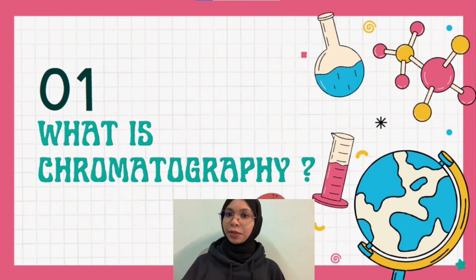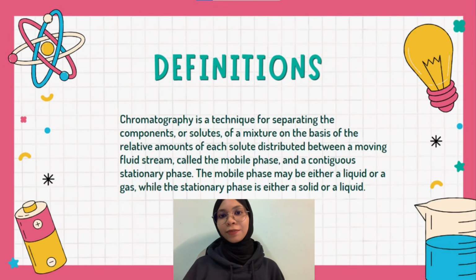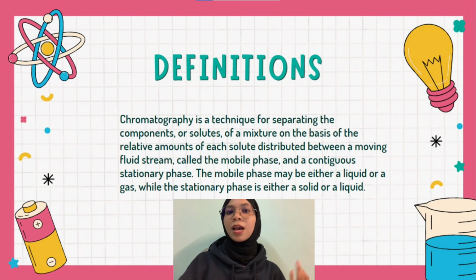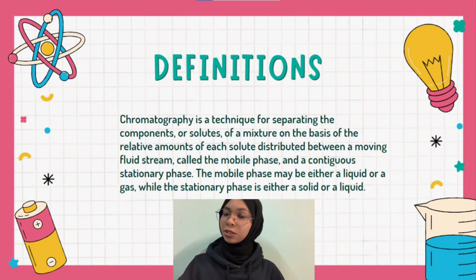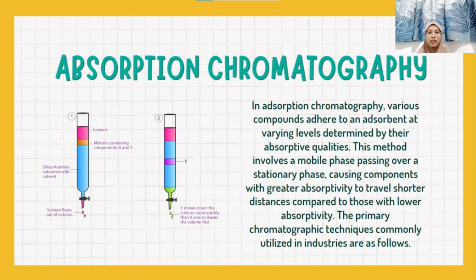What is chromatography? Chromatography is a technique for separating the components or solutes of a mixture on the basis of the relative amounts of each solute distributed between a moving fluid stream called a mobile phase and a contiguous stationary phase. The mobile phase may be either a liquid or a gas, while the stationary phase is either a solid or a liquid. There are 4 types of chromatography.